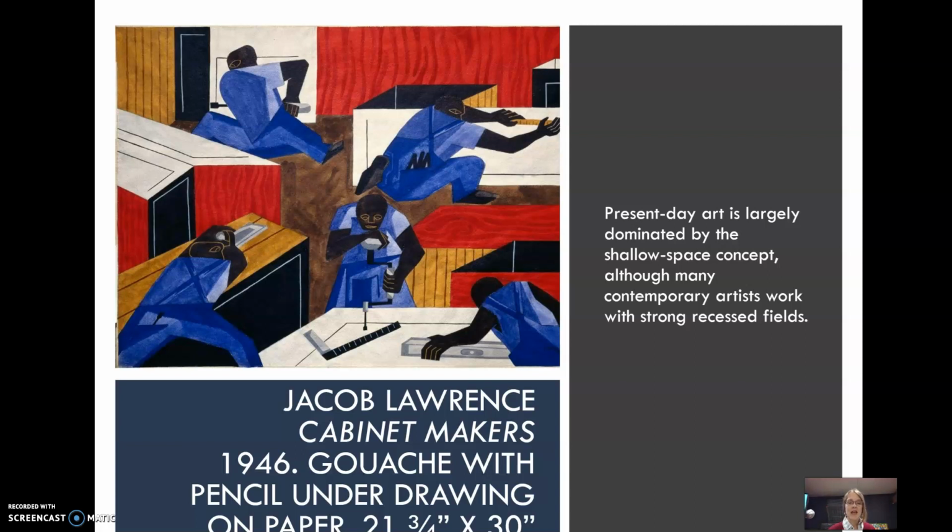Okay, here is a lovely painting by Jacob Lawrence, and again, he was a modern artist as well. This is called Cabinet Makers. He was an African-American artist, and he is very, very well known in the art world. He's no longer alive, but he created a lot of artwork using gouache, which is an opaque watercolor, and he used tempera paint as well. He used acrylic paint also, and other media, but this is Cabinet Makers.